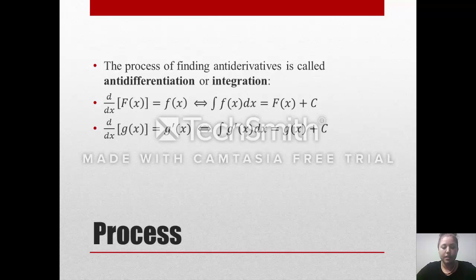The second one is just giving you another look at how to do it. So instead of big F and little f, we have g and g prime. So g prime would be your derivative and g would be your original function, or your antiderivative.